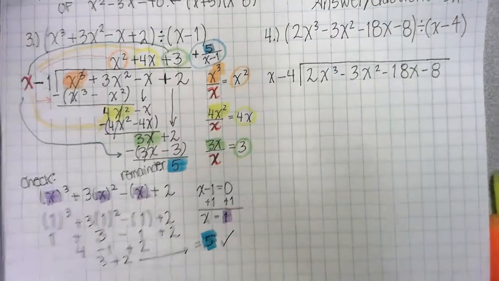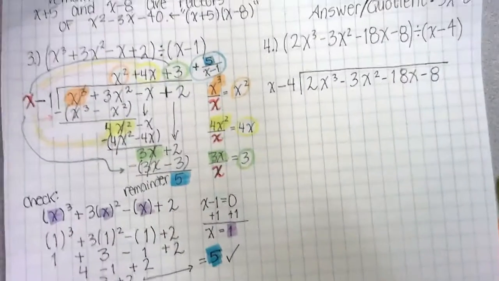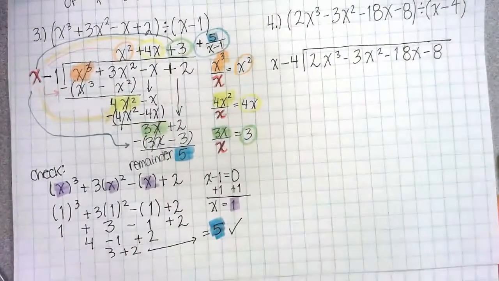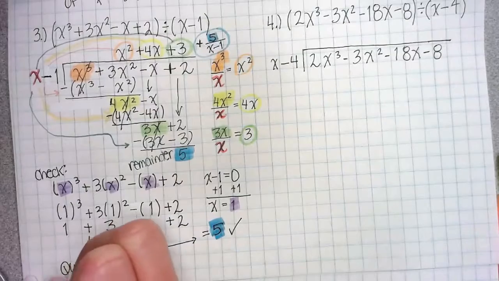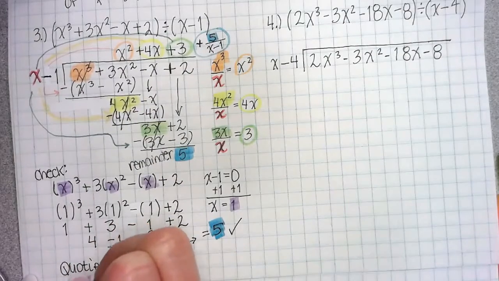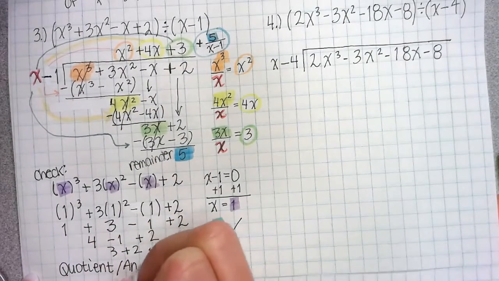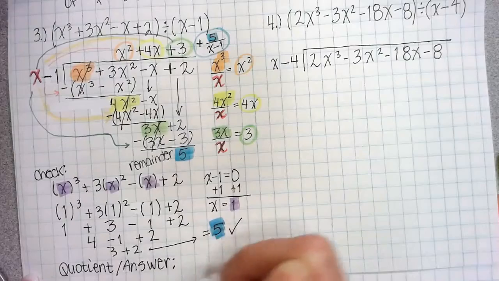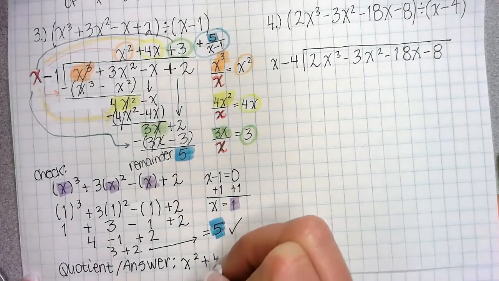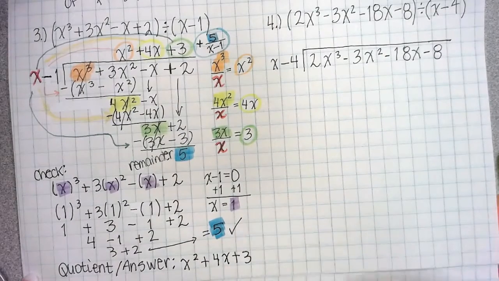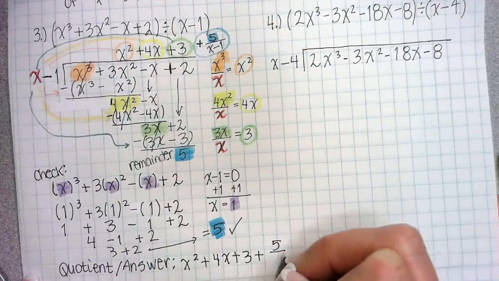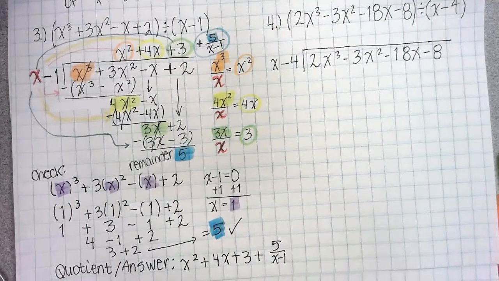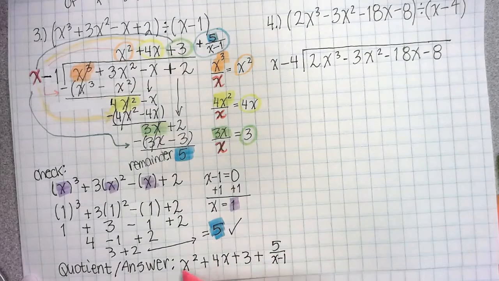So last of all, sorry, just zooming in a bit, we could say the quotient or the answer is x squared plus 4x plus 3 and 5 over x minus 1. That's our quotient or our answer, our solution to this division problem.